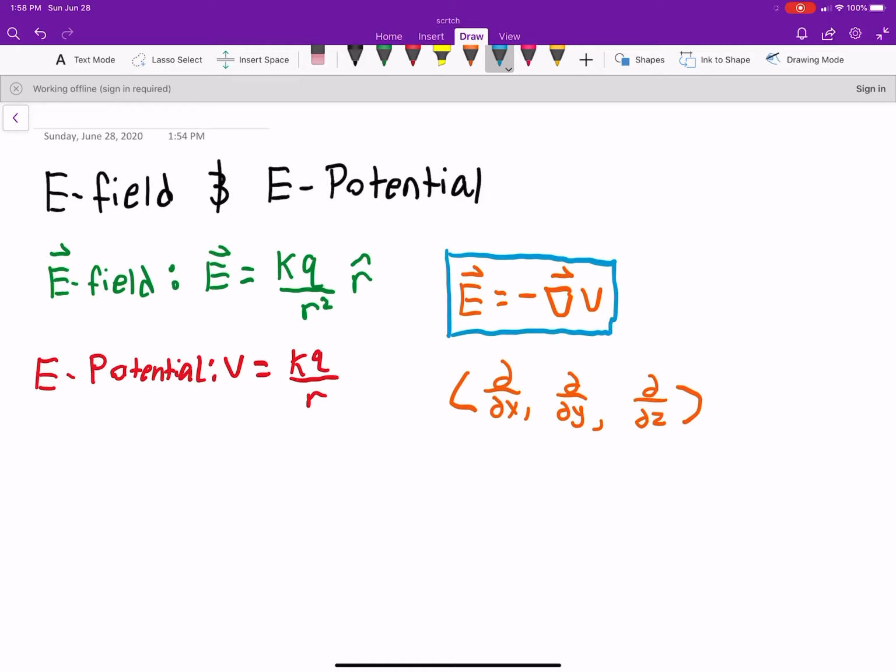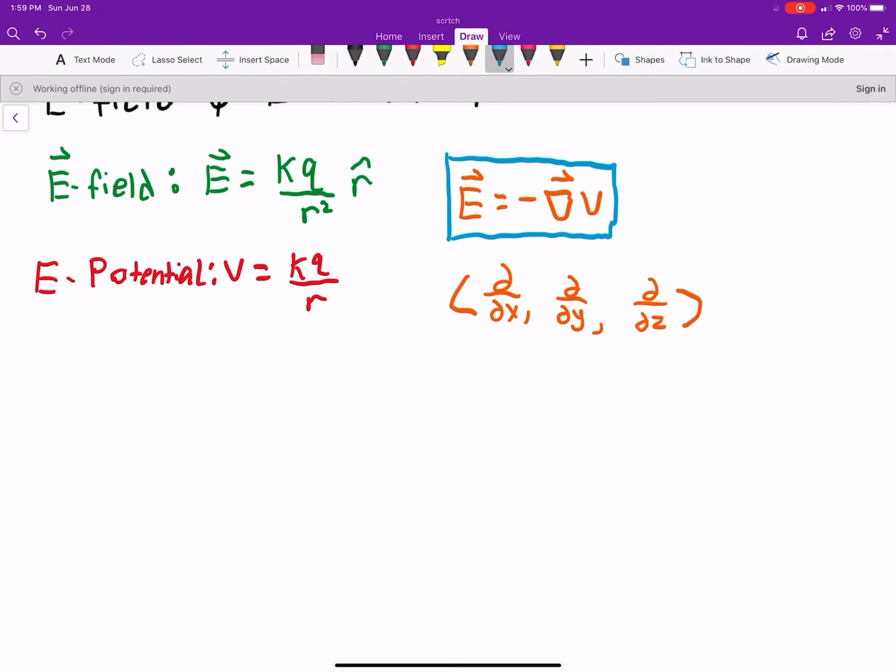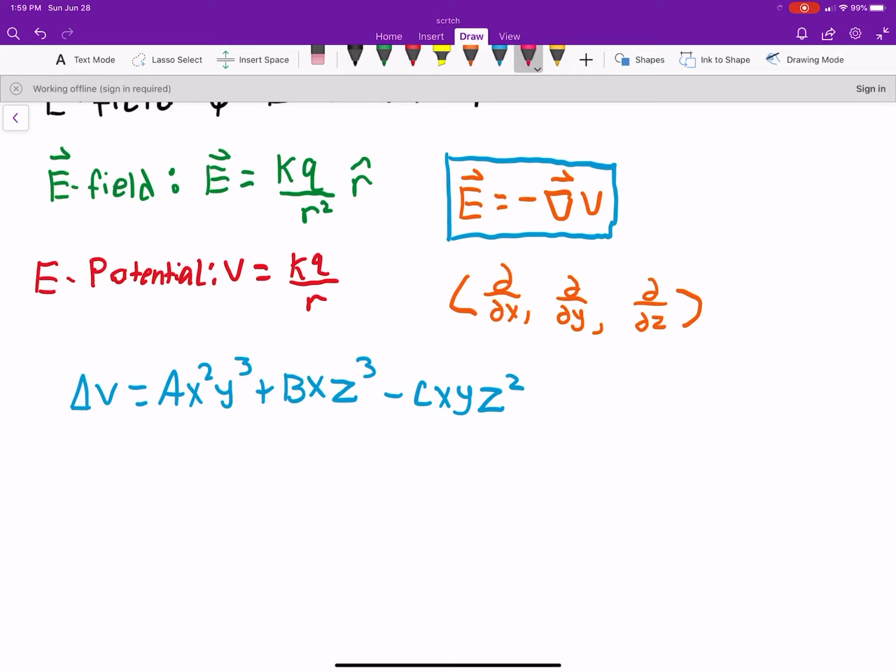Now, in the problem that was given, we were told that the potential is ax squared y cubed plus bxz cubed minus cxyz squared. And they want us to find the electric field in the z direction at a certain point. So we know how they're related. We just have to take a bunch of partial derivatives.